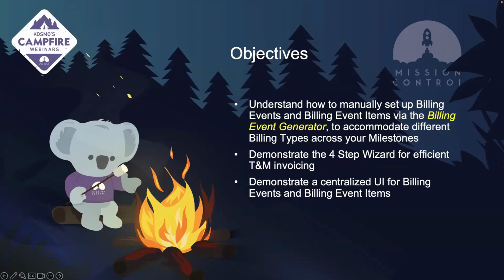We'll be setting up billing event items and billing events via the generator to accommodate different billing types or different milestone billing types. In the TM Wizard tab, I'll show you the 4 steps you can walk through to create those invoices. That way you can select specific time logs or expenses that you want to generate as a line item on each of your invoices. You'll also see a standard central user interface for all your billing event items and billing event records using the manual and the controlled on the milestones tabs.